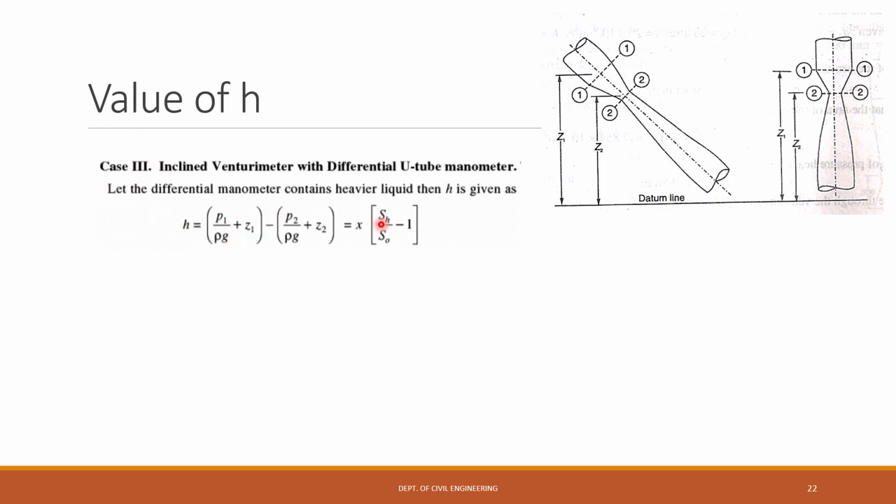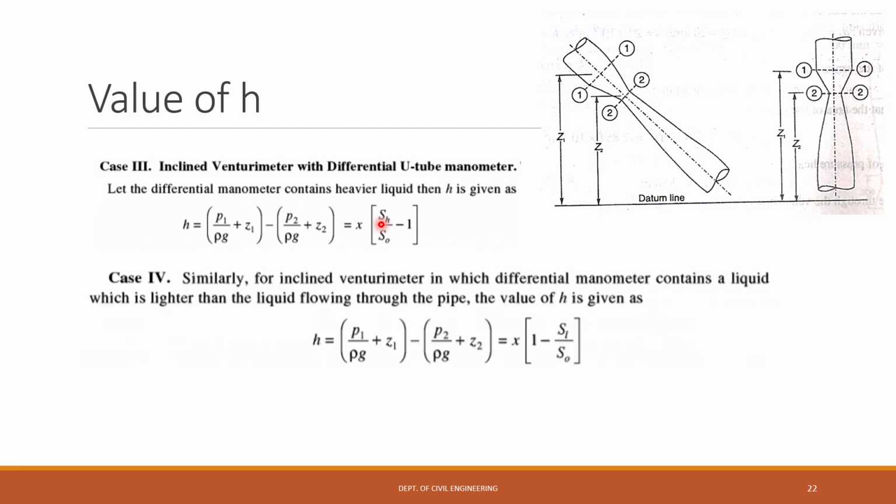Then you have case 4. Can you guess what is case 4? Yes, in case 4, the venturimeter will be inclined or vertical and the differential manometer will contain a lighter fluid than the flowing fluid. See here, for inclined venturimeter in which differential manometer contains a liquid which is lighter than the liquid flowing through the pipe. In such case, it is named as case 4.